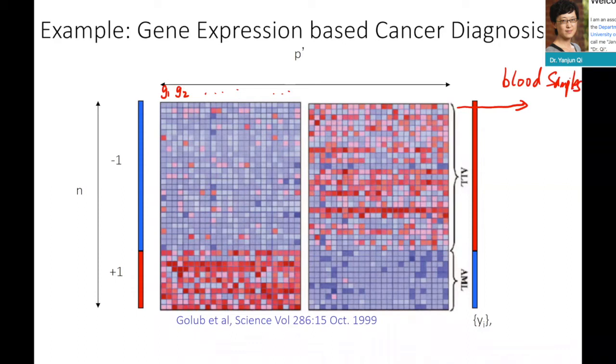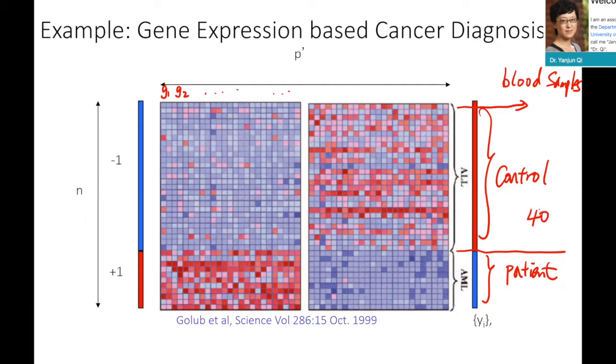And then there can be two groups. In this case, if I remember correctly, one is the control group, which means there's no cancer, and the other group is the leukemia group. It's a cancer. They are the cancer patients. I remember roughly the control group in this data is about 40, and the patient group is about 30. But the number of genes whose expression you can measure is actually much larger.